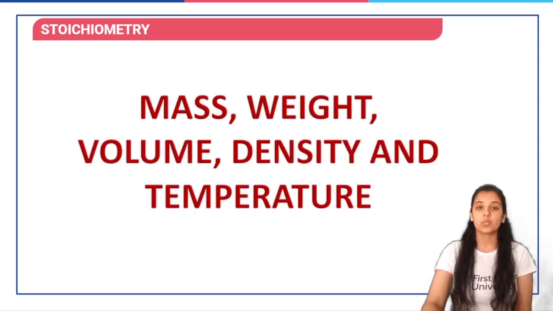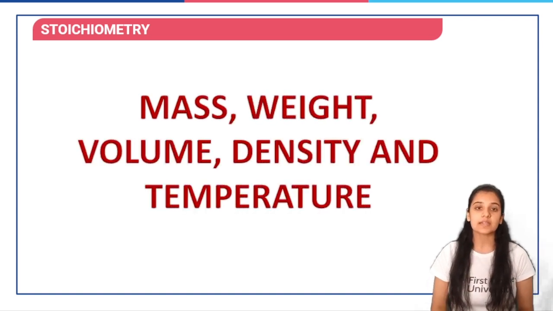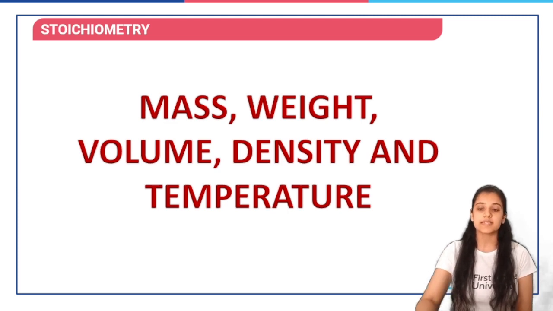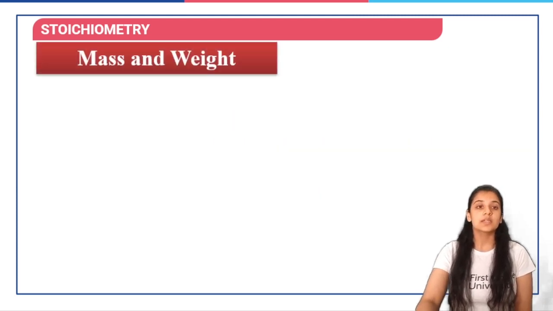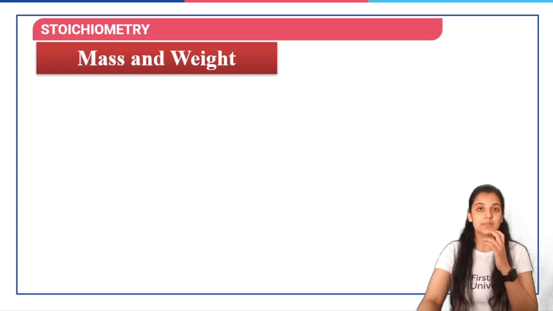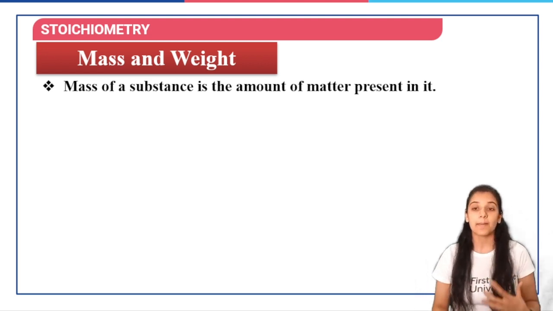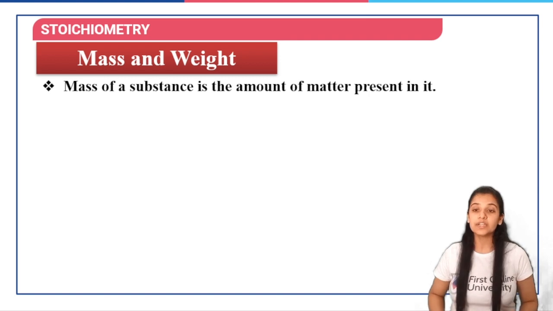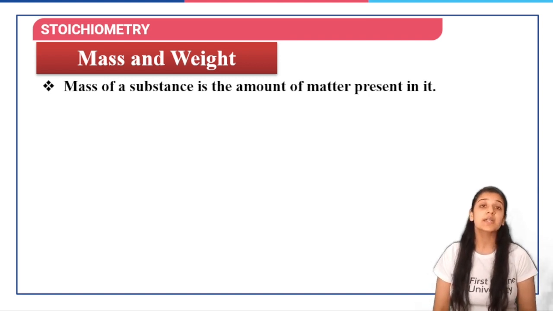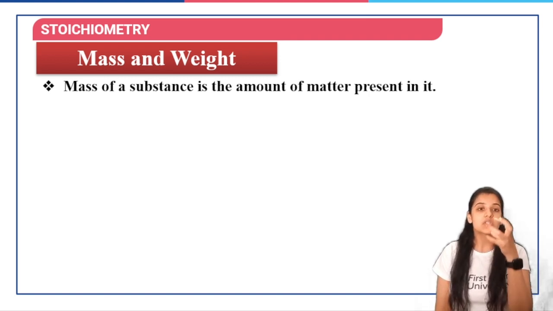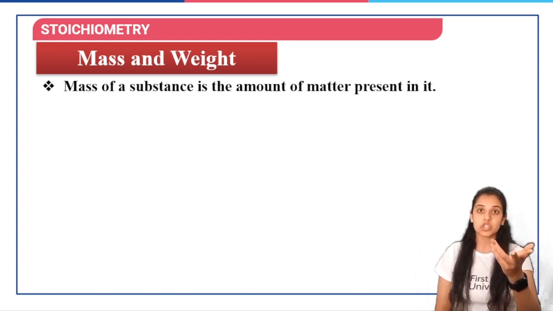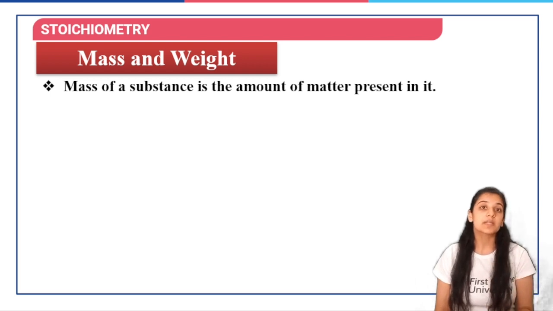Now let us discuss very simple basic concepts, that is mass, weight, volume, density, and temperature. Now, let us first see the difference between mass and weight. So, mass of a substance is basically the amount of matter that is present in it. See, these are the questions that will not be asked in your exam, but when you go for job interviews, etc., these are the basic questions that are going to come to you, and you will not be able to answer these questions just because you never had this concept clear in your mind.